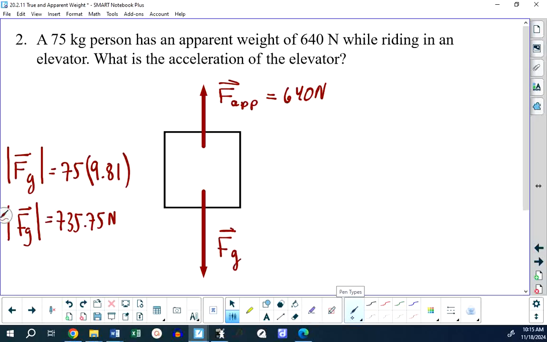I would have looked at this question and said, well, the true earth weight's going to be about 750 newtons because it's 75 kilograms, right? So I could have come up with the diagram beforehand because 750 newtons is more than 640. Anyway, now we can answer the question.